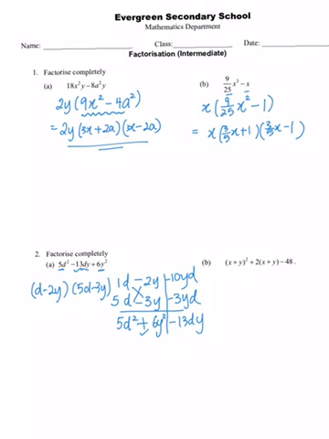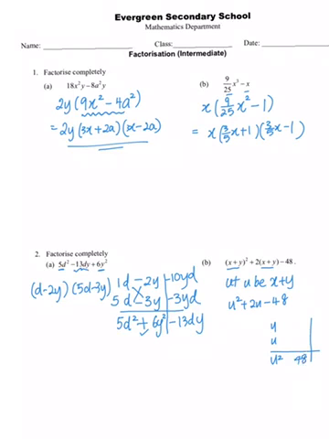Next one, we will have x plus y all squared, plus 2 times x plus y, minus 48. If let's say you are not able to identify the pattern, what you can do is you can let another letter, maybe say u be x plus y. So in this case, I'll get u squared plus 2u minus 48. Using our cross method, I'll need a u squared, u by u, and then I need a 48.